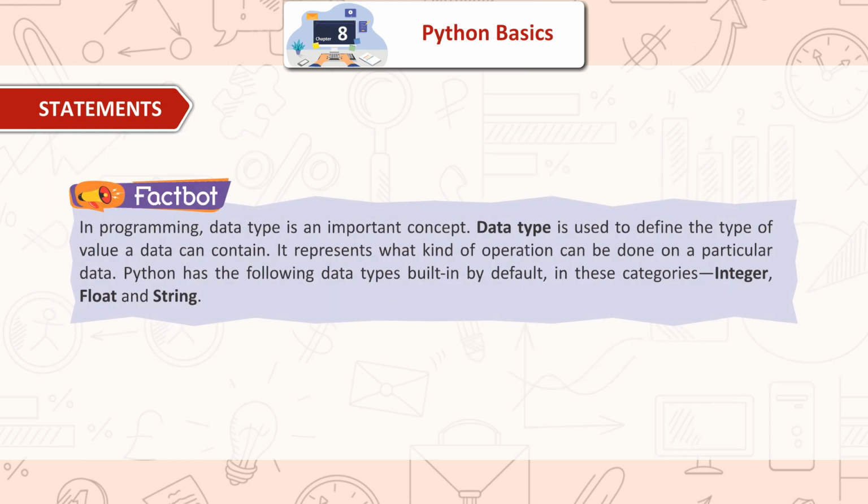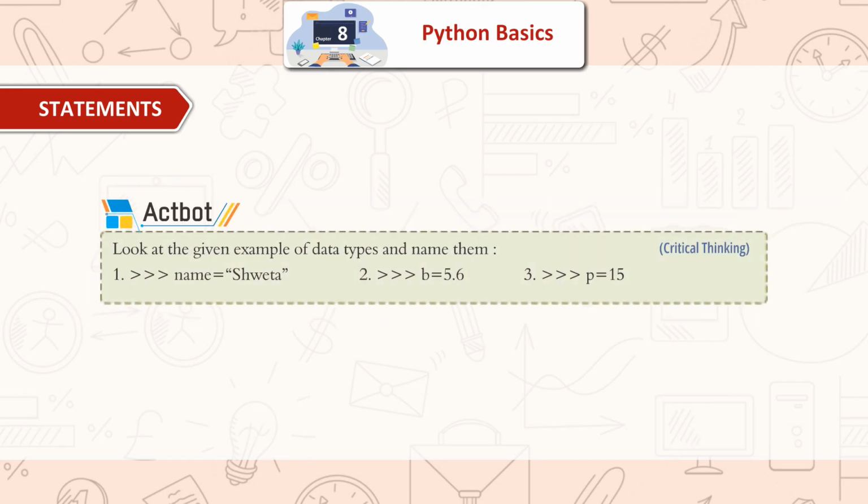Factbot. In programming, data type is an important concept. Data type is used to define the type of value a data can contain. It represents what kind of operation can be done on a particular data. Python has the following data types built in by default in these categories: integer, float, and string. Actbot. Look at the given example of data types and name them.